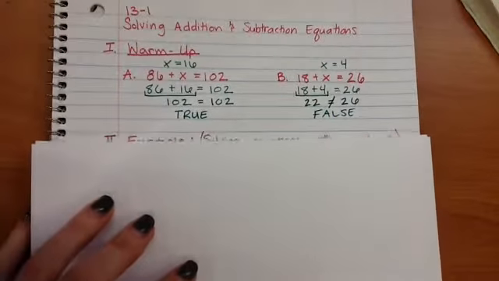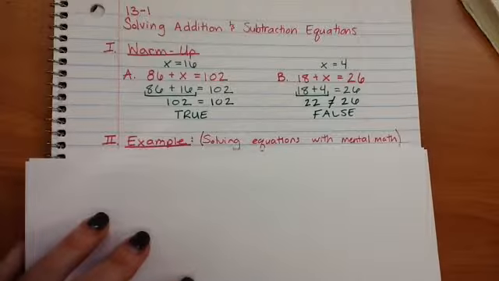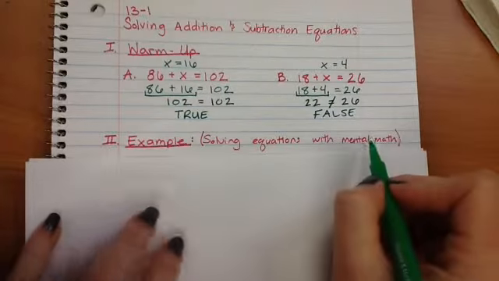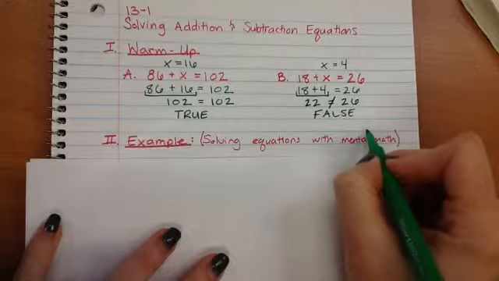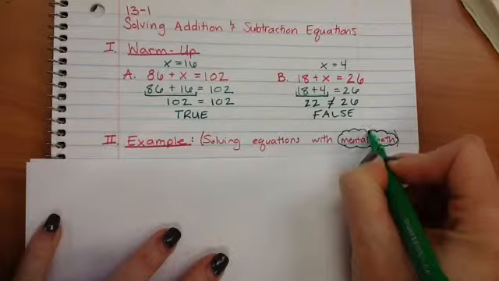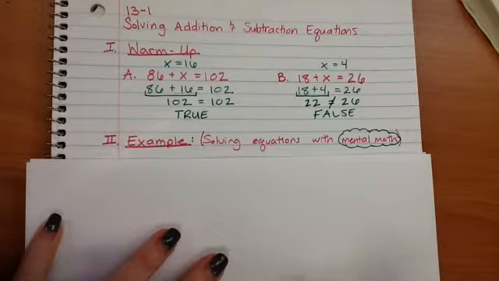There's no vocabulary in today's lesson. We are just going to be looking at some examples, and how you solve addition and subtraction equations. Today we're going to be looking at a specific way we do this, and that is how you use mental math to solve addition and subtraction equations.